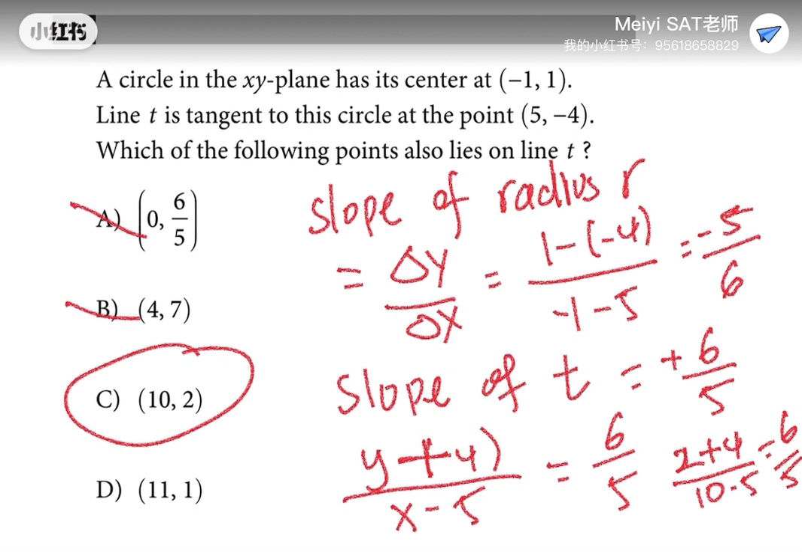But let's plug in D just to see why D is also not correct. So 11 plus 4 divided by 1 minus 5. That's 15 over negative 4, and that is not 6/5. So D is not correct, and our correct answer is indeed C.